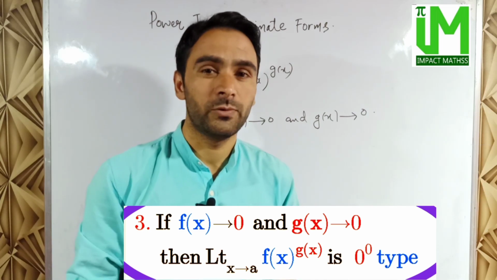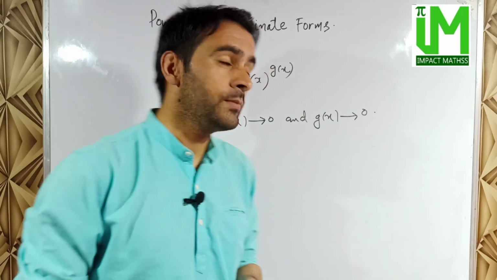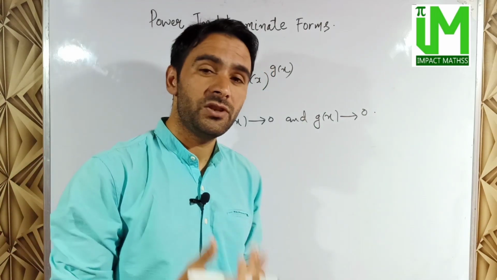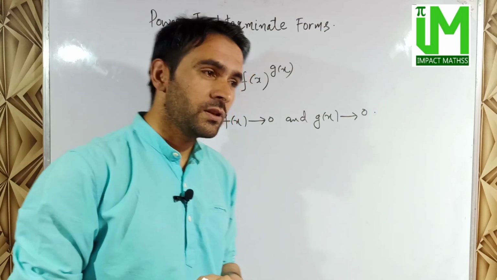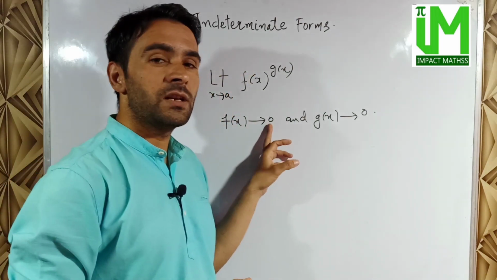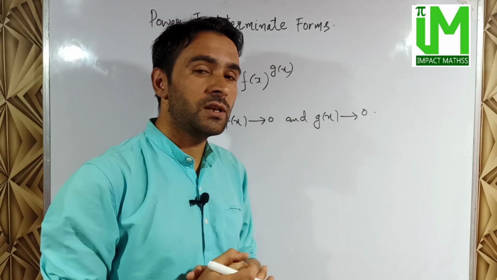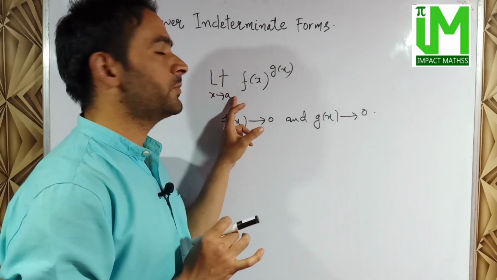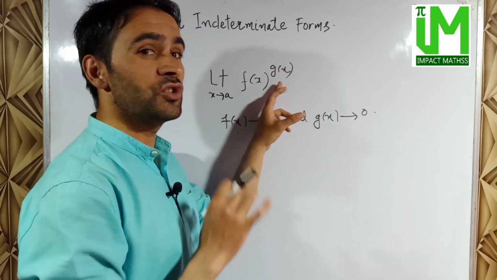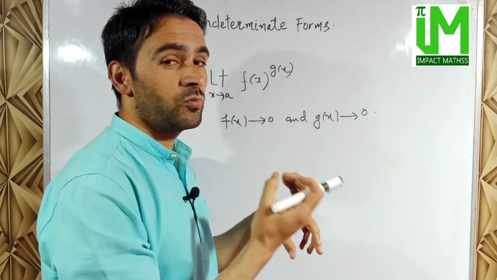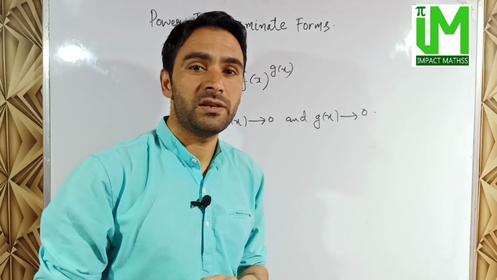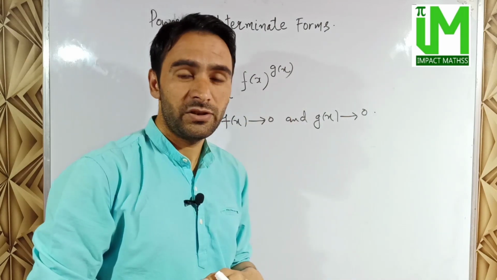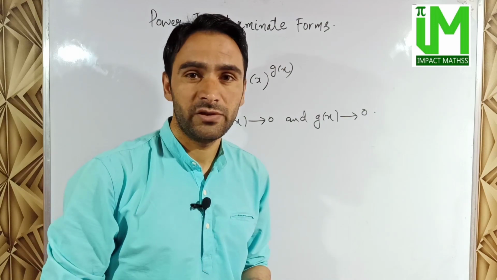raised power 0. Now, why is it so that the limiting form limit x approaches to a, f(x) to the power g(x) is an indeterminate form? Simply because when f(x) goes to 0 and g(x) also goes to 0, we cannot simply determine where this form limit x approaches to a, f(x) to the power g(x) will go. So we cannot exactly determine its value. So that's why this form will be called an indeterminate form or undeterminate form.